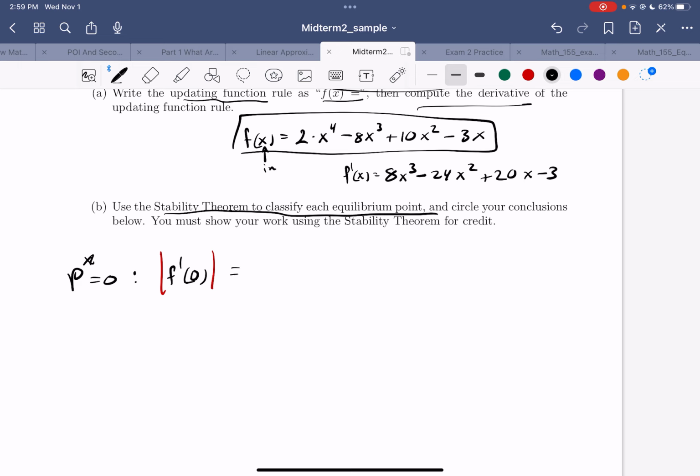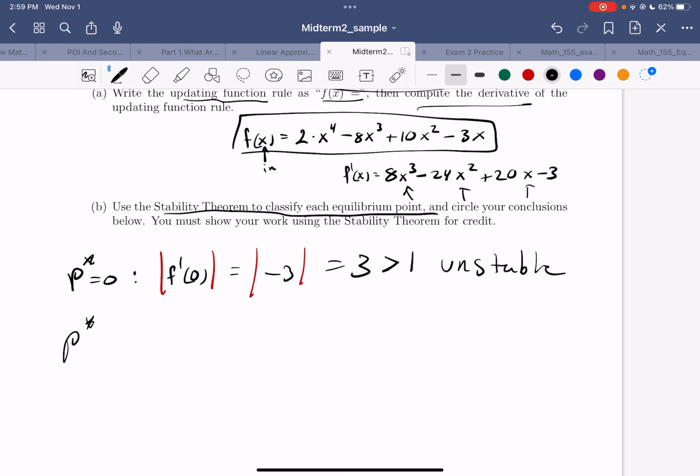So let's find out. So this is the absolute value of, and if I plug in 0, that's 0, that's 0, that's 0, I get absolute value of minus 3. That is 3, which, fun fact about 3, it's bigger than 1. Since this is steeper than 1, this spot is unstable.